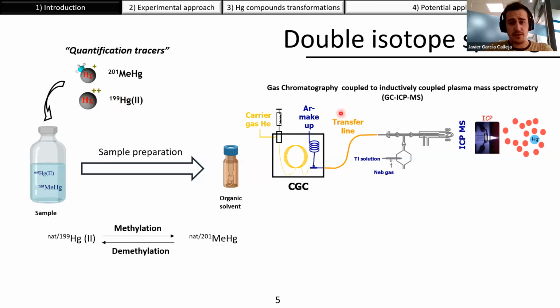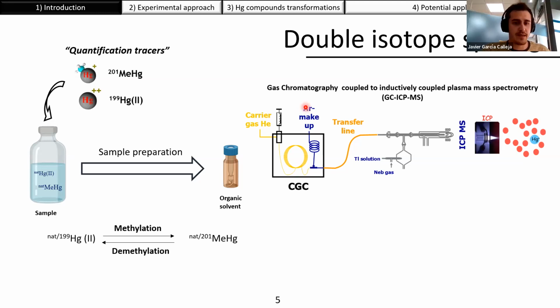So the gas chromatography is used to separate both mercury species, and after that we have an elemental ionization source coupled to a mass spectrometer. In this case, it's normally the quadrupole that is used as a mass analyzer.